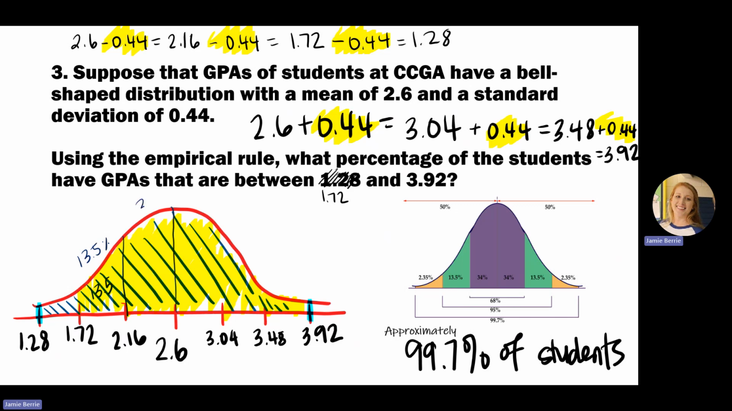Second chunk, 34%. Third chunk, 34% again. Next chunk, 13.5% again. And then our last little tiny chunk is 2.35%. All right, then you would go to grab your calculator, start adding these up. 13.5 plus 34 plus 34 plus 13.5 plus 2.35. That's 97.35%, approximately.